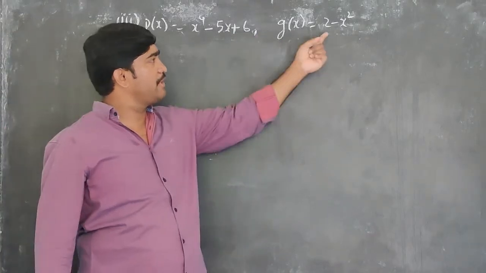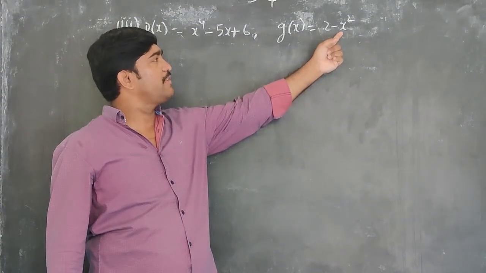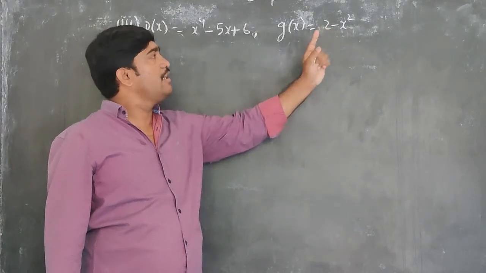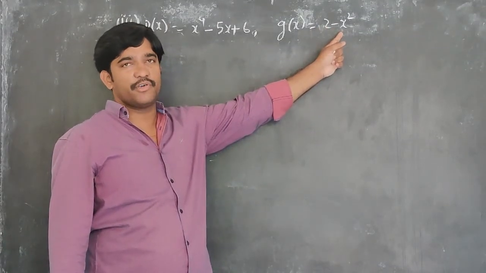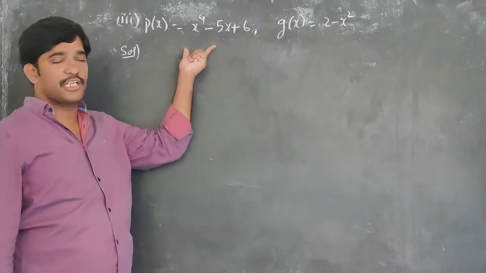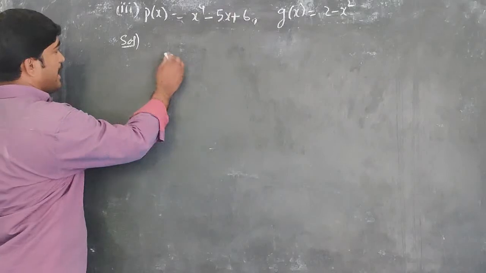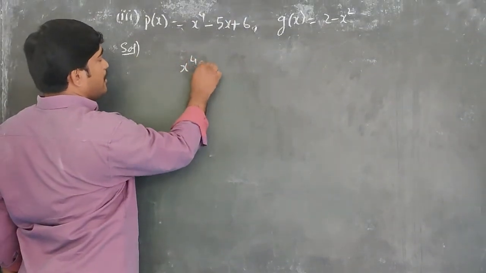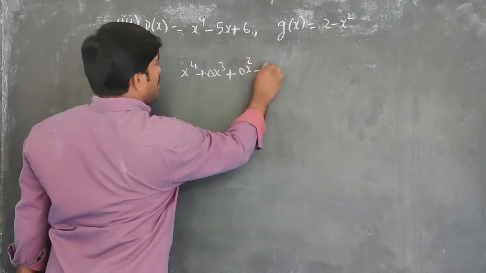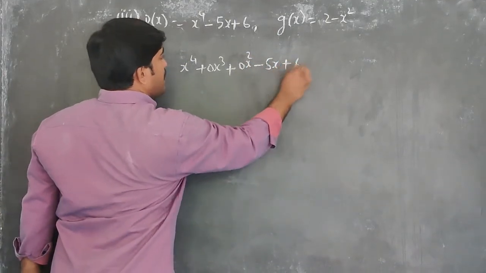And the second one: in the divisor, the x square term and the constant are given, but the x term is missing, and also this is not in descending powers of x. So I should correct this into descending powers of x and add the terms which are not given. Now I can write this as x power 4 plus 0x cube plus 0x square minus 5x plus 6.